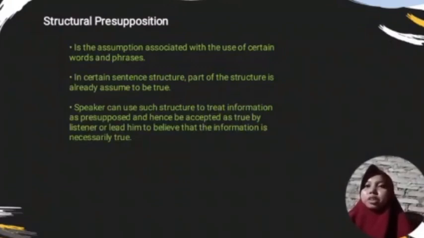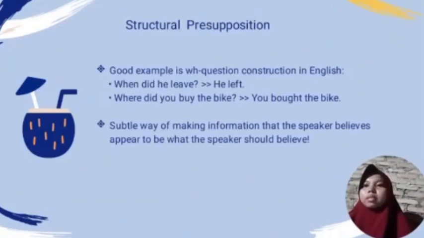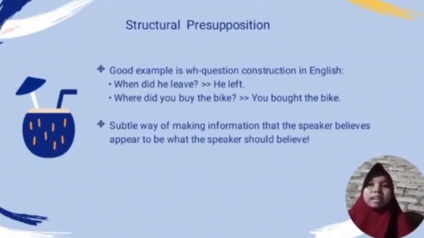The next presupposition is structural presupposition. It is the assumption associated with the use of certain words and phrases. In certain sentence structures, part of the structure is already assumed to be true. A speaker can use such structure to treat information as presupposed and hence be accepted as true by the listener, or lead him to believe that the information is necessarily true. A good example is WH question construction in English. When did he leave? It means that he left.